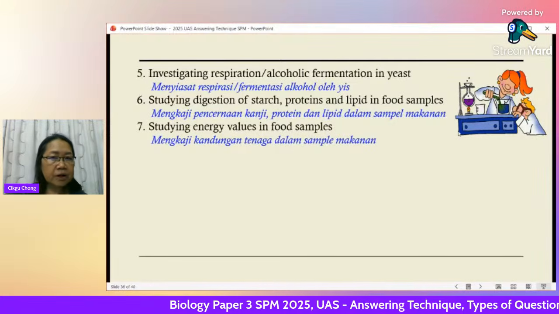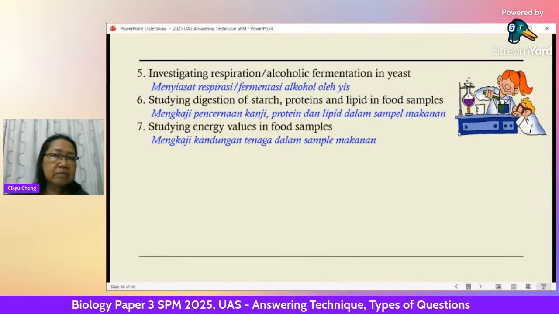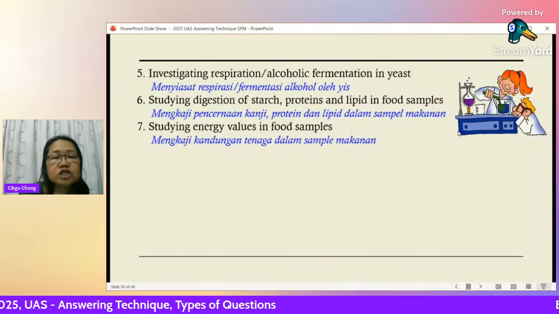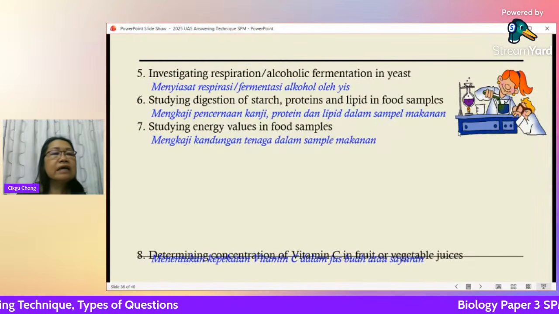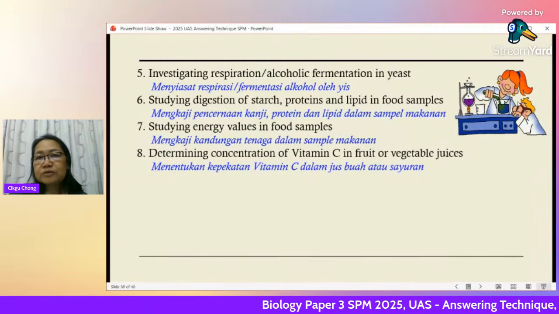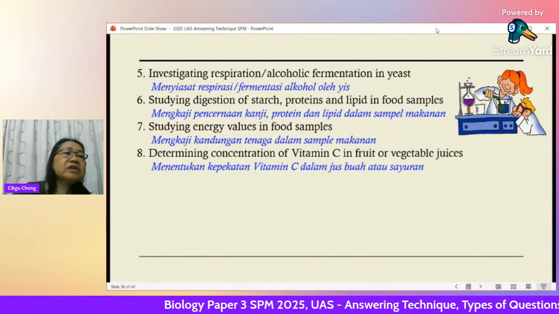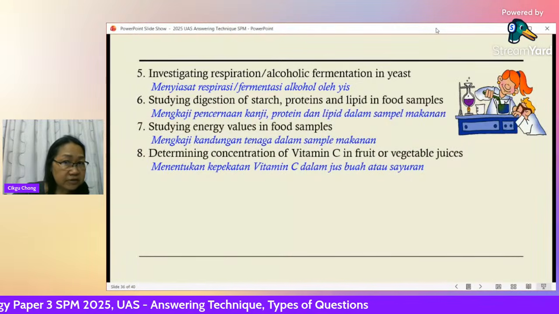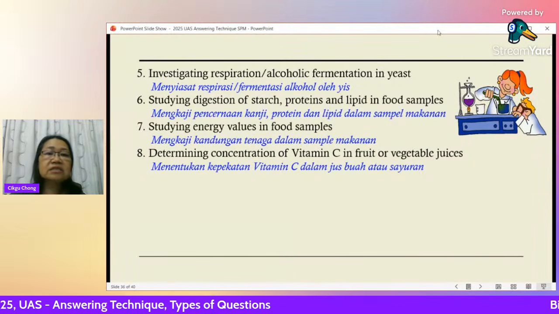Burn the food sample, burn your bread, burn the ikan bilis, burn the kacang. Calculate how much energy is released by the burning food. Then this one is determining the concentration of vitamin C in the juice that is given to you. This one needs the DCPIP.